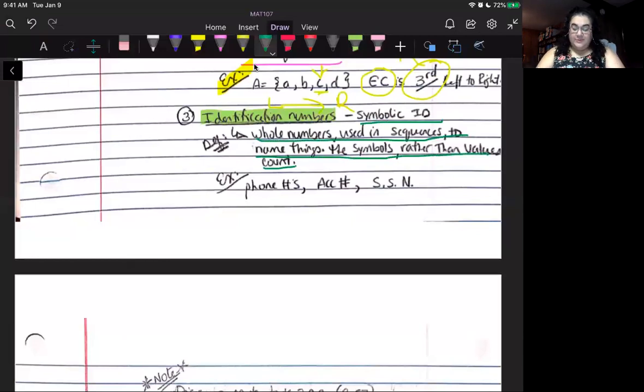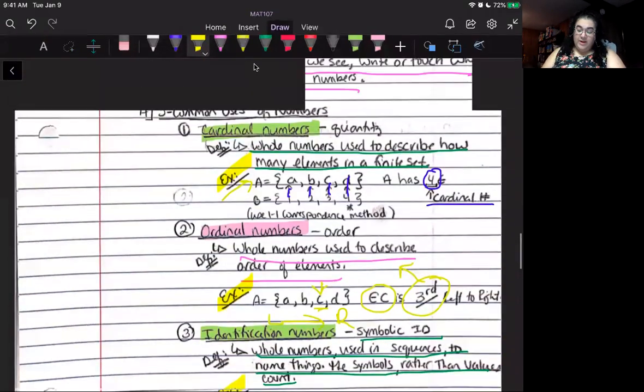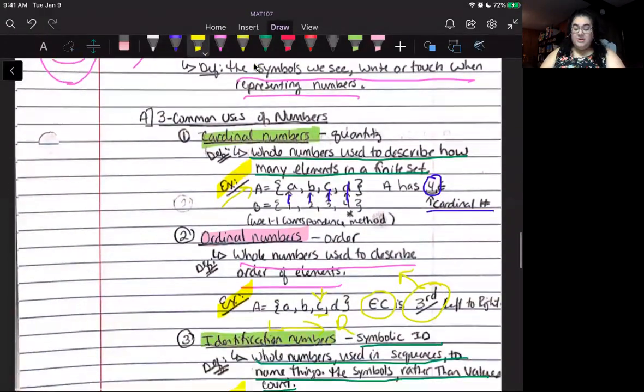The best examples we have here are that we use numbers to identify phone numbers, account numbers, and social security numbers. These numbers do not hold an inherent value. They're not defining a particular quantity. It is their actual order or sequence that makes them valuable, because that's what gives us an identification of what we're talking about. So now you know the three different ways that we can commonly use whole numbers.